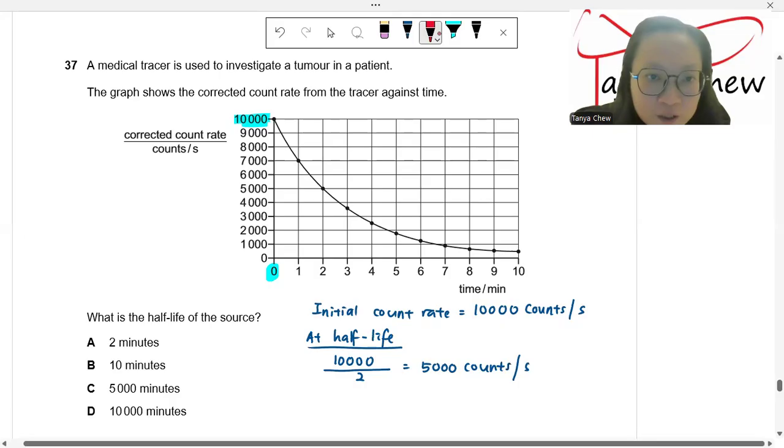So where is the 5,000? Oh, the 5,000 is here. Look at the 5,000 and look at the time taken to decrease to 5,000. That would be your half-life. 2 minutes is the answer.